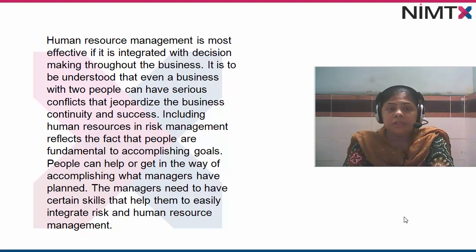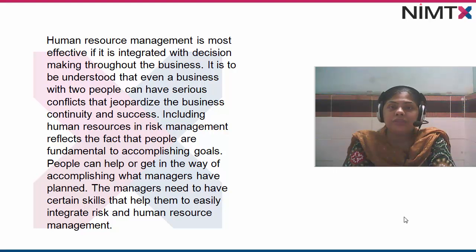Human resource management is most effective if it is integrated with decision making throughout the business. It is to be understood that even a business with two people can have serious conflicts that jeopardize the business continuity and success. Even if two people are working and they do not have goal congruence, they may seriously jeopardize the success of the organization, because their goal is different from what the organization's goals are. So it is important to keep an eye on and manage these types of risks as well, to be ready for these types of risks. Including human resources in risk management reflects the fact that people are fundamental to accomplishing goals.